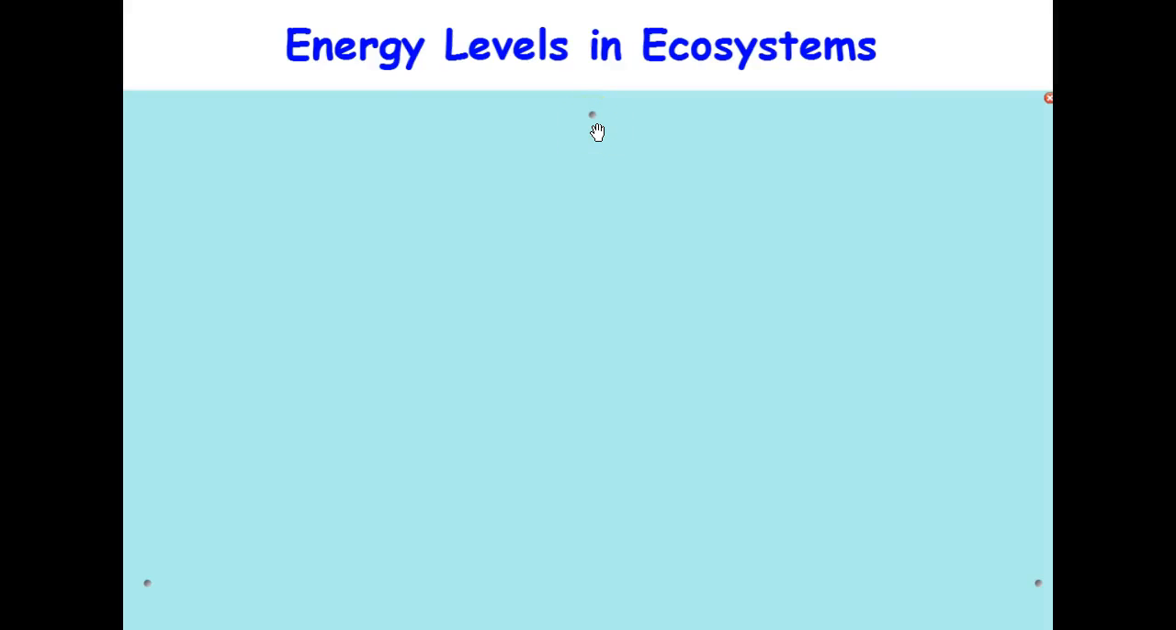Welcome to the video lesson on energy levels in ecosystems. In this video, we will be discussing the difference between producers and consumers and all the different types of consumers, food chains, food webs, and ecological pyramids.